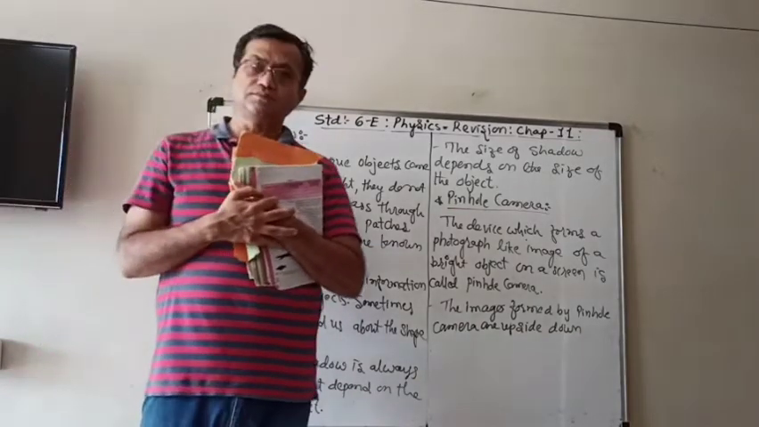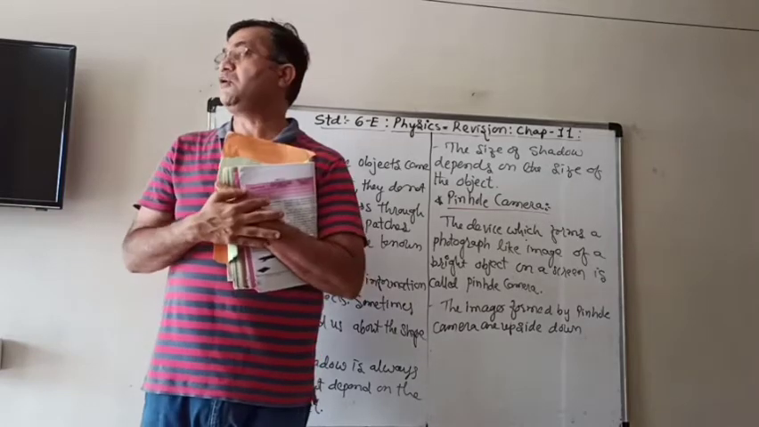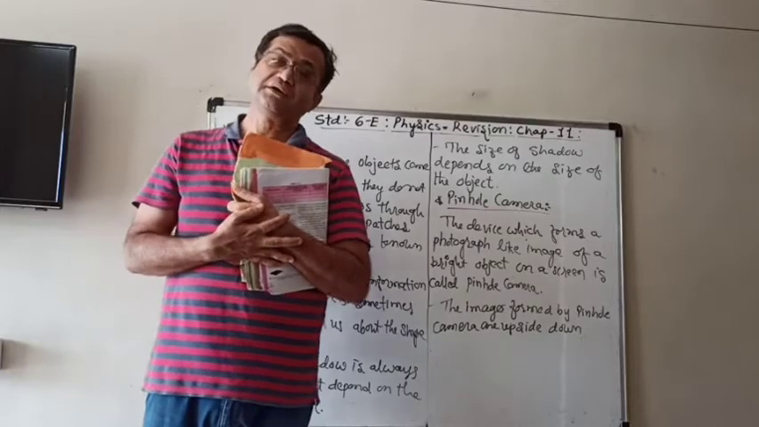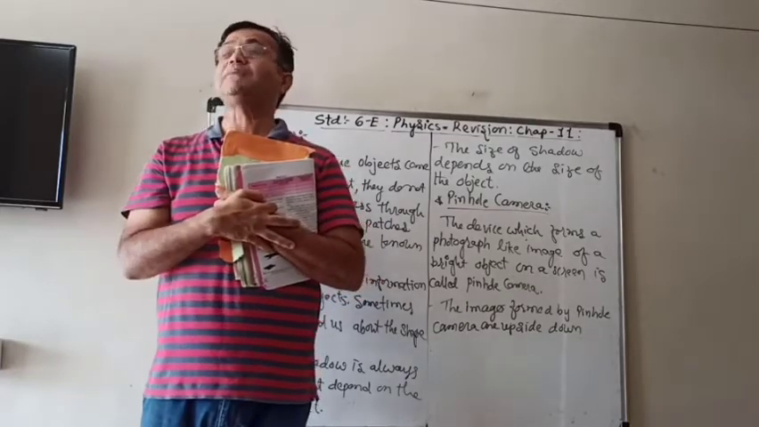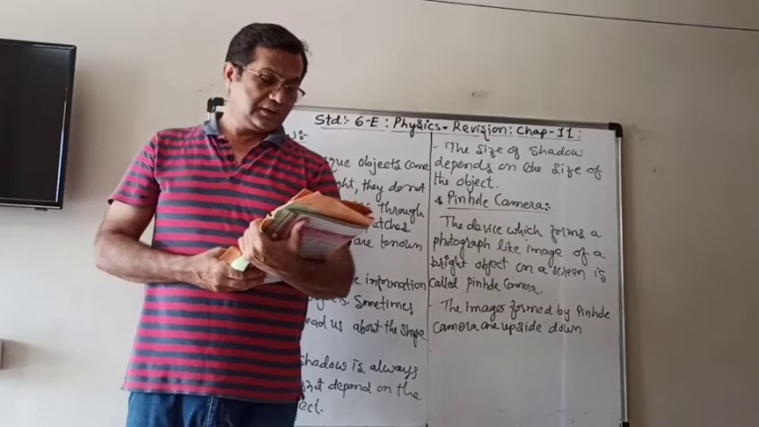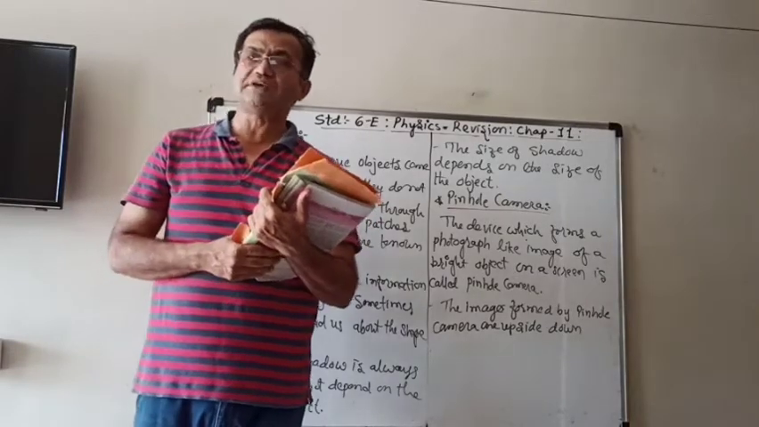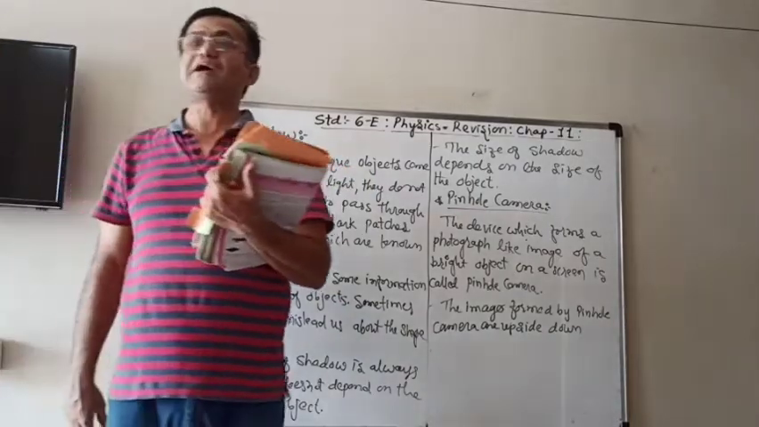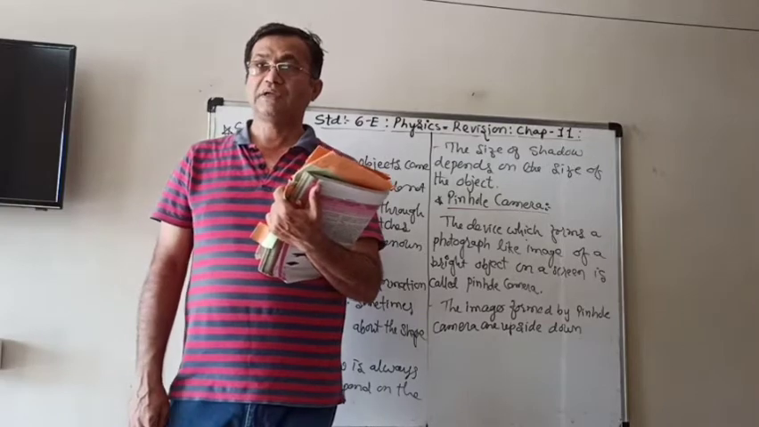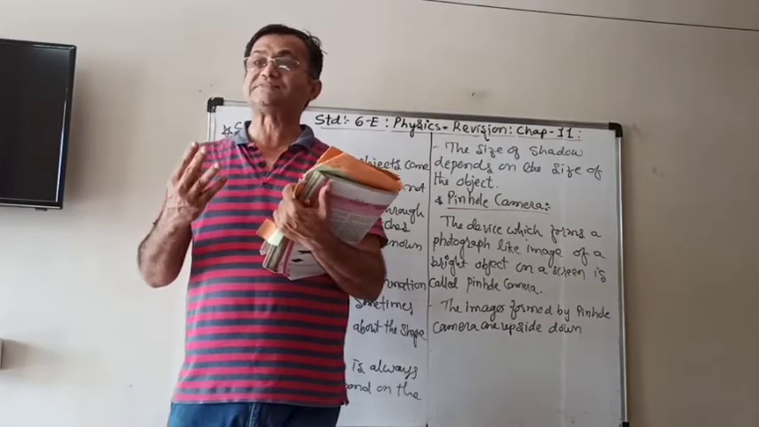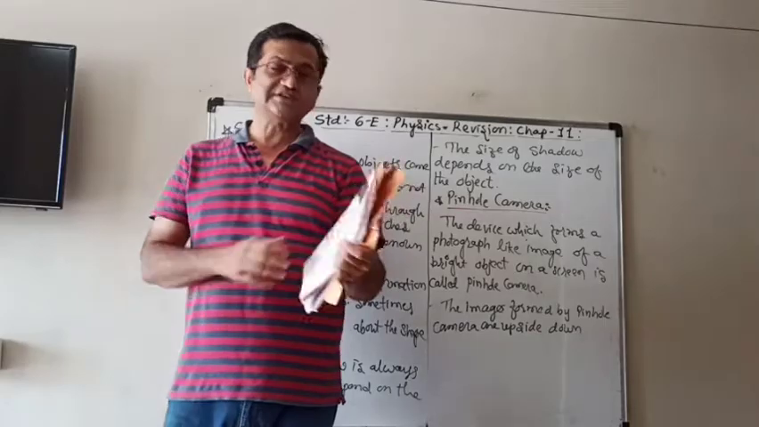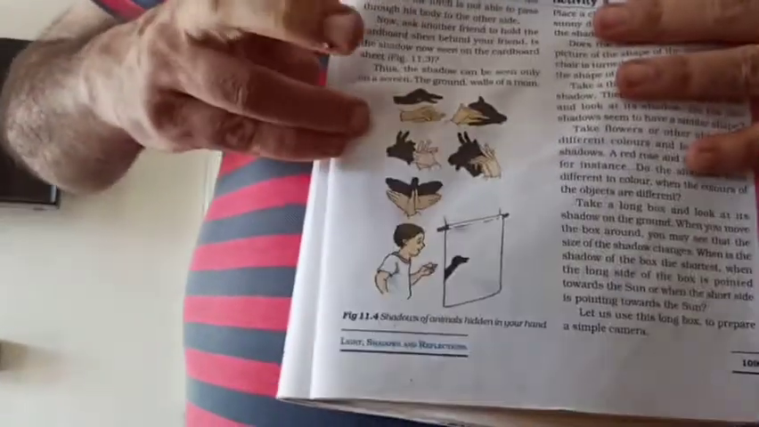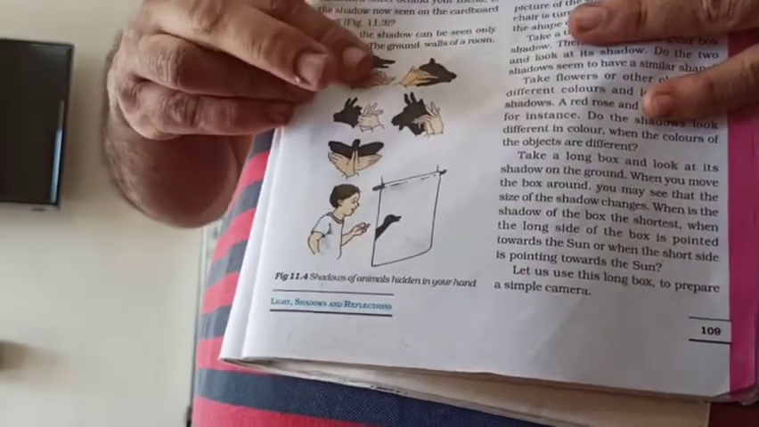Now, with the help of shadow, you can make different shapes of different animals, by folding both your hands and fingers in such a way that when the shadow of your hands falls on the screen, it will look like some animals. You can see here in the picture also. But you have to do it in a dark room.